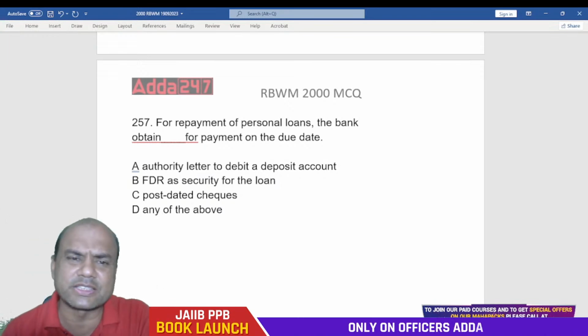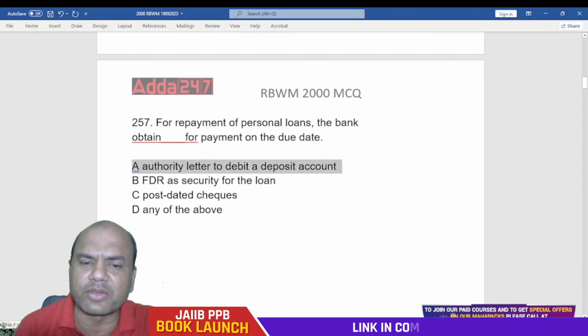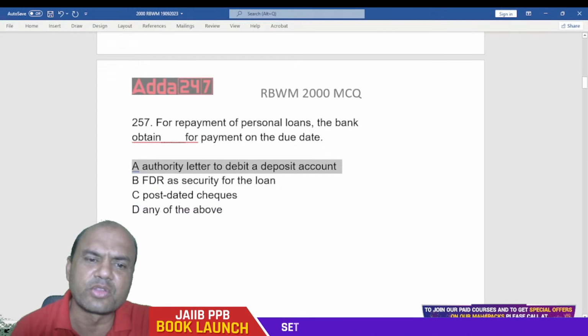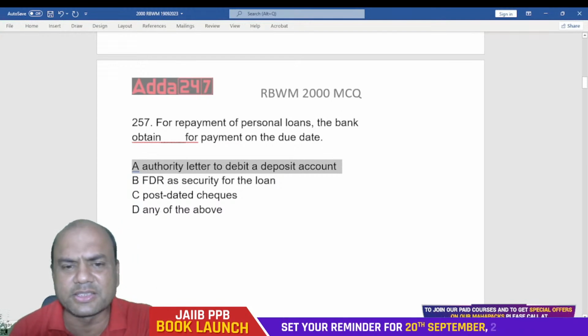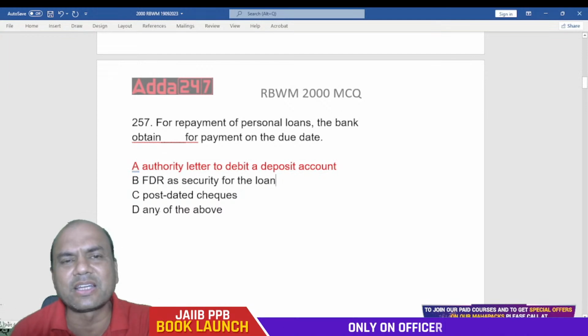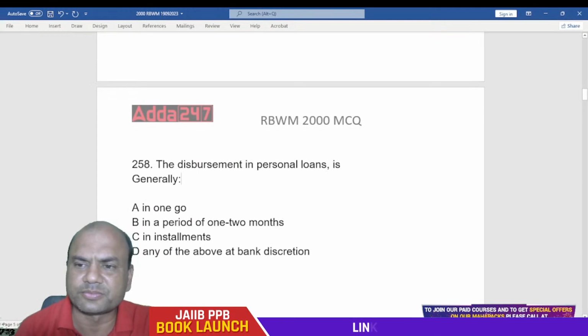Gone. All those days are gone now. Directly, the authority letter, that we also call SI now, right? Standing instruction. Authority letter means SI. So we take SI only. That is the only point, isn't it? Because nowadays all these things are gone. PDCs and all these things, everything gone. Okay? Next one.